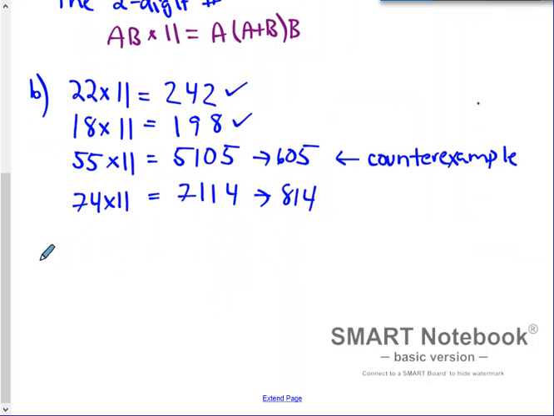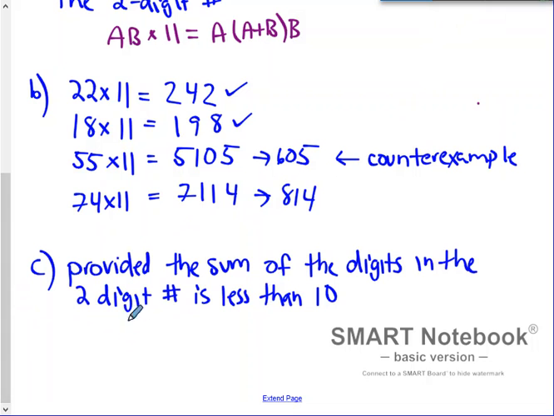So now we need to revise our conjecture. So it's not that it didn't work out for all numbers, it does work for some numbers, but not others. So if I was going to revise this, I would have to say that my 2-digit number, the digits can't add up to more than 10. So provided the sum of the digits in the 2-digit number is less than 10, or algebraically, since I was using A and B above there, I can say that A plus B has to be smaller than 10.